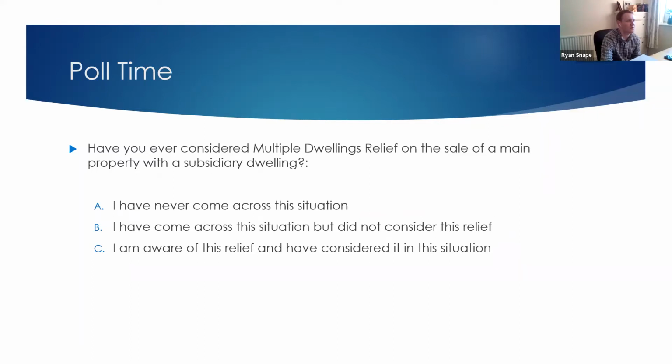Okay, I think that's what we're getting. Actually the majority of you haven't come across that situation before, which is interesting because we are starting to see it more and more. I think during the last couple of years, there have been a lot more cases of subsidiary dwellings being built on properties. It really is an important point to think about because there are quite material SDLT savings to be had. I've shared the results now with you all.